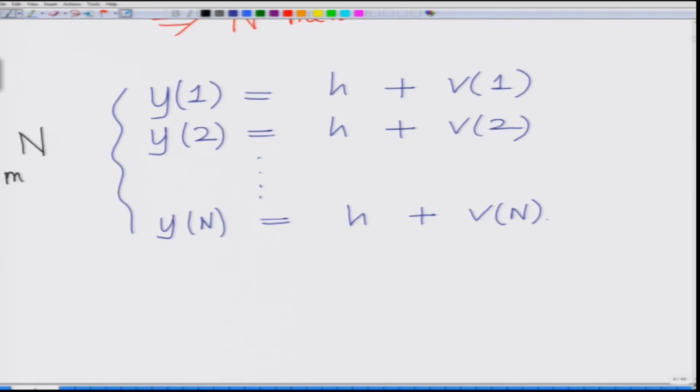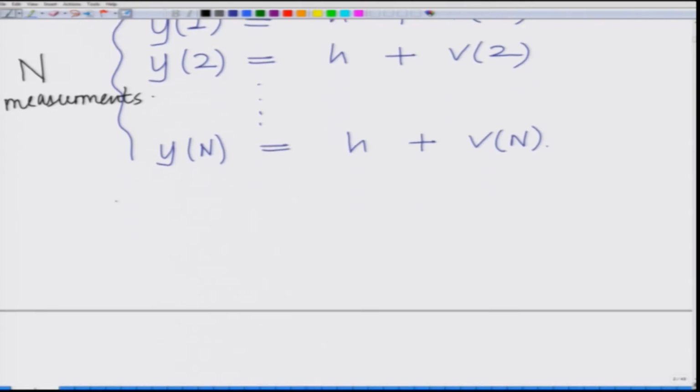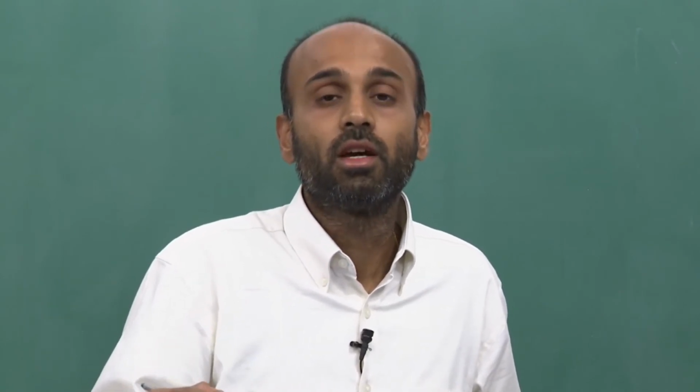These are your N measurements of the same parameter, mind you, that is important to keep in mind. So, you have multiple measurements of the same parameter from which you are trying to estimate this parameter h. Obviously, as the number of measurements increases, we expect the estimate of the parameter to improve, right.